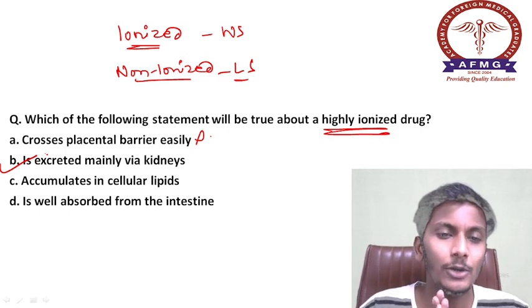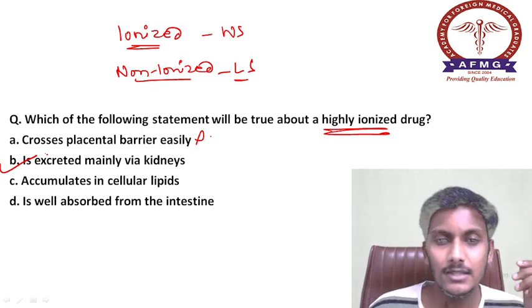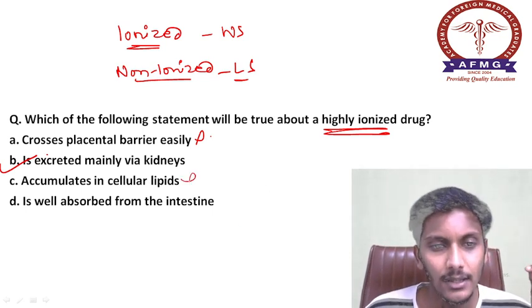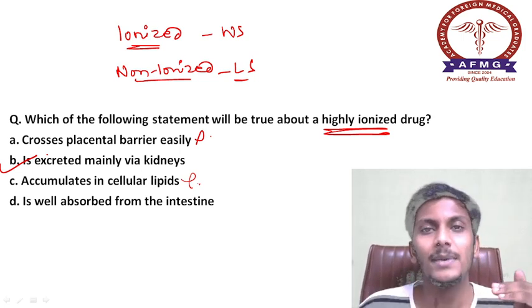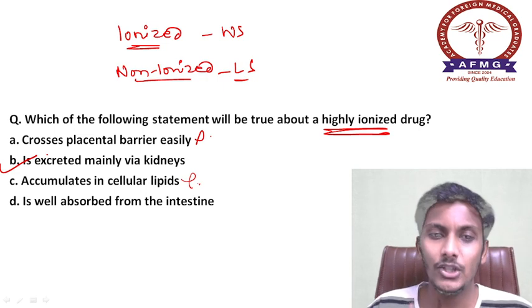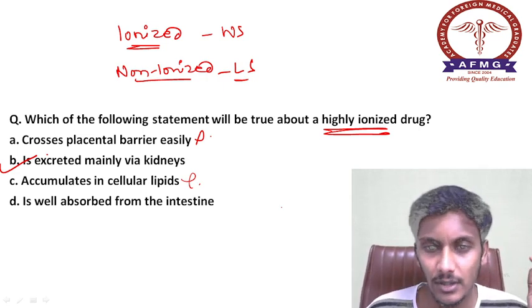Option C, it accumulates in cellular lipids. Again, it is not lipid soluble. Then option C is wrong. And last, option D is well absorbed from the intestine. Again, I have told you, please remember, if the drug has to diffuse through a lipid membrane, then the drug needs to be lipid soluble. Here the drug is water soluble, therefore option D is also wrong.